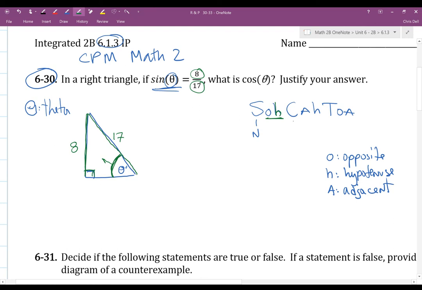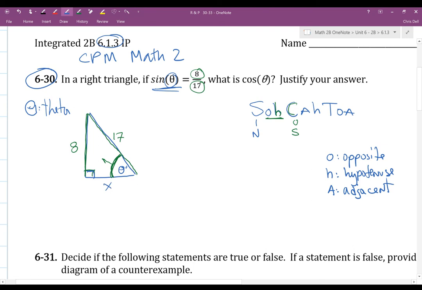Now I need to find cosine. Cosine, SOHCAHTOA, is adjacent over hypotenuse. So here's the theta still here. It would be this side here, that one over the hypotenuse. So I need to figure that side out. I don't know what it is, right? So I've got to figure out what that is. Let's call it x, because I don't know what it is.